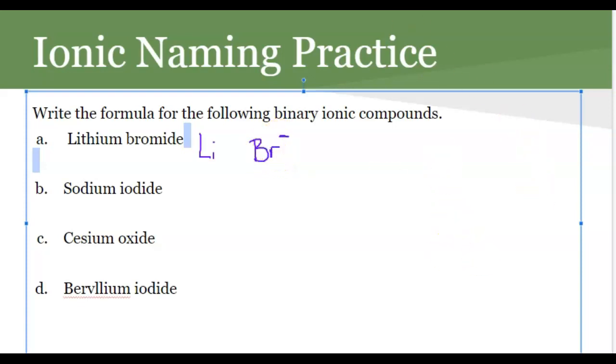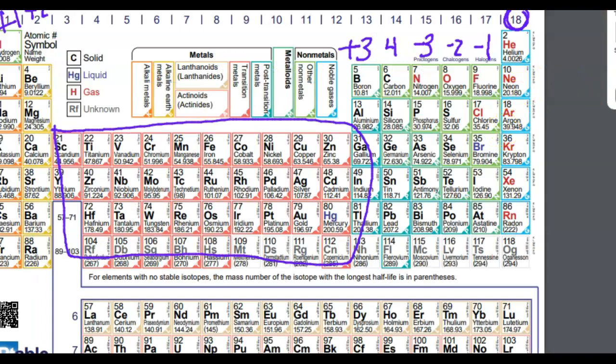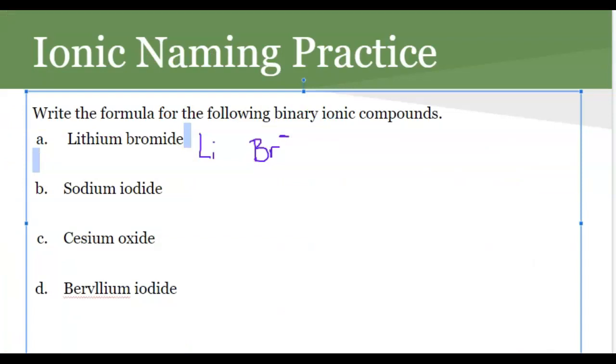If I go to the periodic table, let me clear. Bromine is right here, so it has a -1 charge, and we were talking about lithium, which is over here, number 3, has a +1 charge. So you need to have that information. Bromide comes from bromine. So lithium was a +1. And you need to know this when you're coming up with your final formula. In this case, the +1 and the -1 balance each other out. So I can just write my final formula as LiBr.